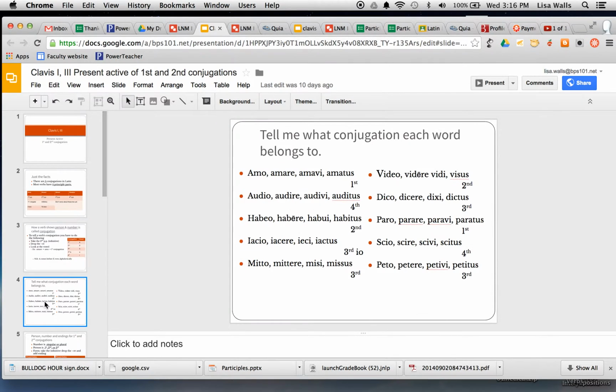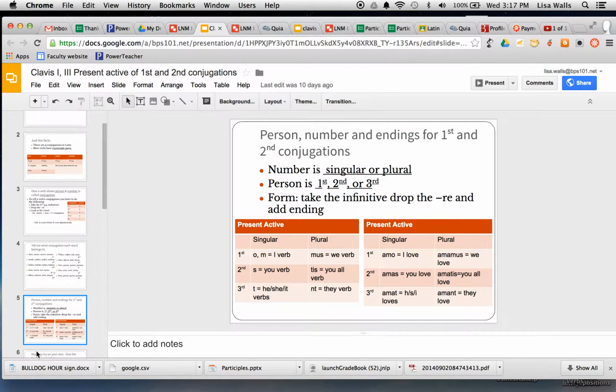Alright, so basically that's that. Here are just some examples so that you can see. The big ones to catch are, amare is first, take the infinitive, drop the RE, and A means first. When you do audire, you have an I here, so that's fourth. Now, you may have thought IO because you have audio, but that's not the case because it's not third. It has to be third in the first place. Alright, habere second because of the E with the macron, but iacio iacere is a third IO because E with no macron makes it third, and then you also have the IO. Mittere is third, but it does not have the IO, so that's just the third.